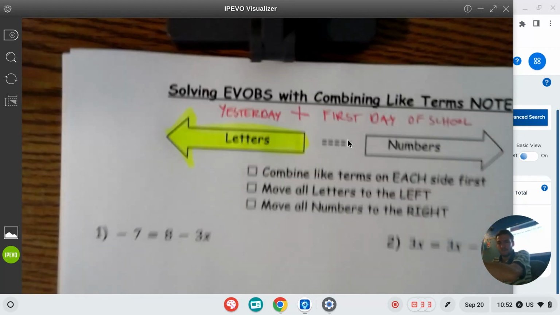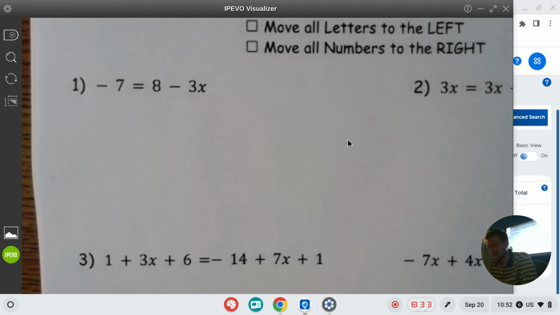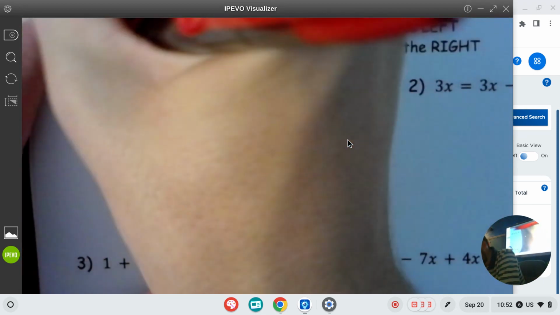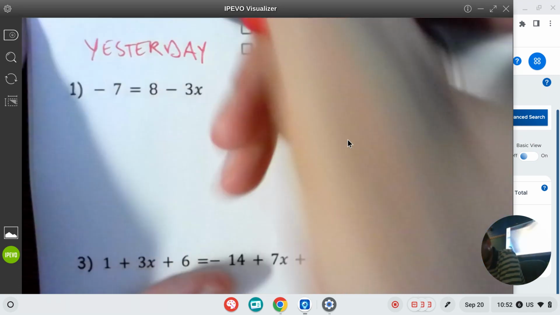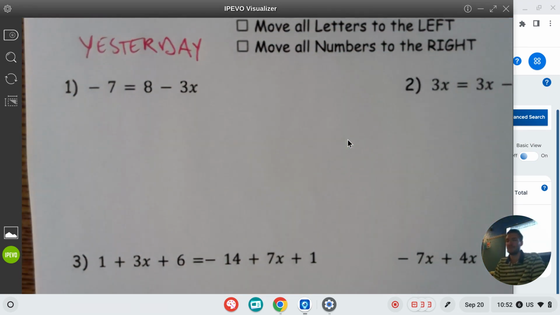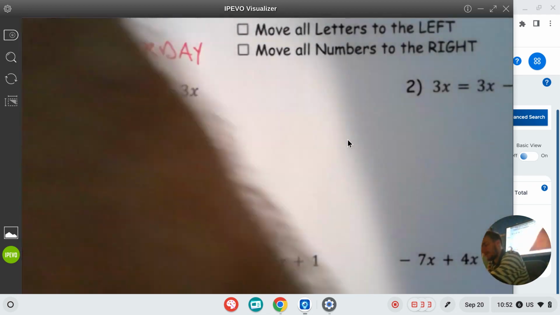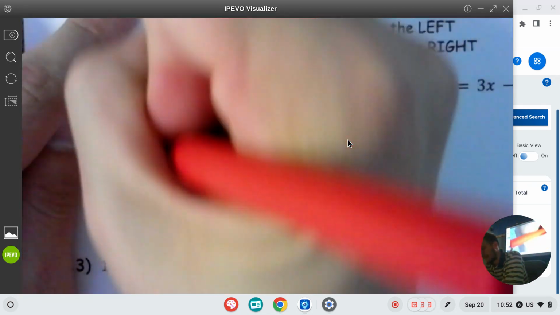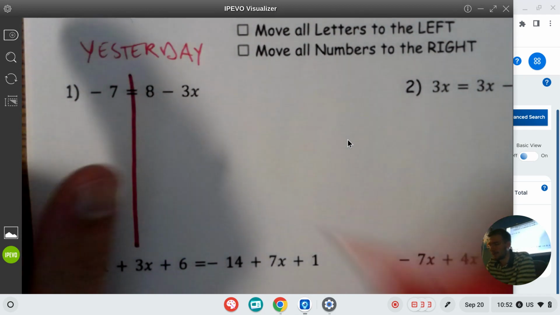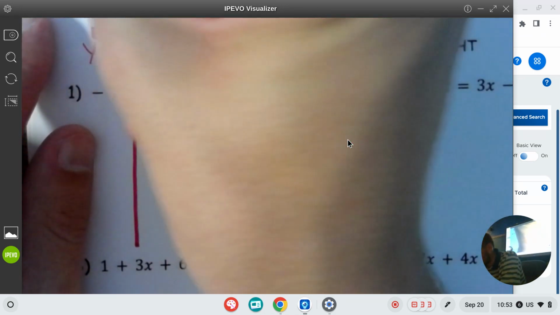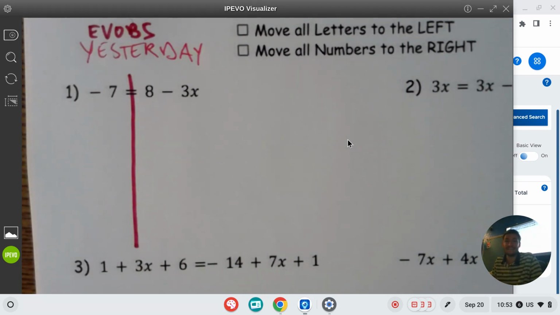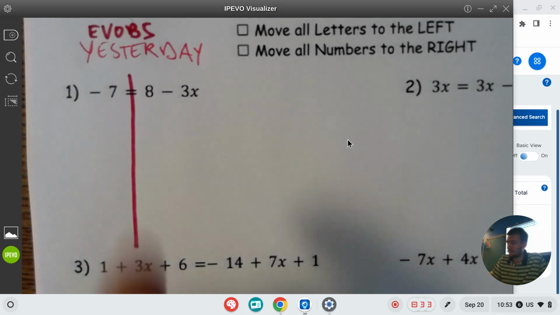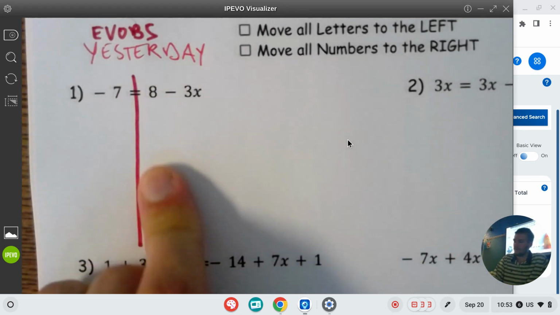To start, we're gonna do question number 1, and this is a yesterday question. This is not the new stuff. This is only the stuff from yesterday, but it is a little bit of a tricky one. I'm going to put a line down the equal signs. This is what we would call a simple EVOB because it has an equation with variables on both sides. And it doesn't even have variables on both sides. So maybe this is a question from like 2 weeks ago.